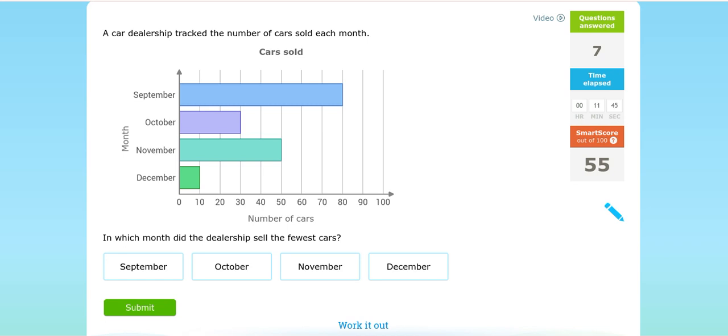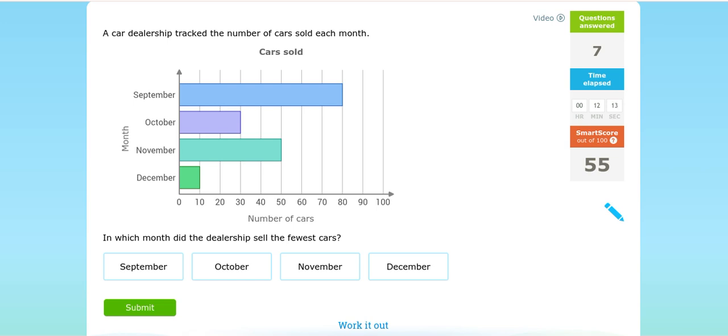It says the car dealership checked the number of cars sold each month. The title of the bar graph is cars sold. Here are the months: September, October, November, December. And the title on the bottom is called number of cars. Here are the scales. You can read it if you want.